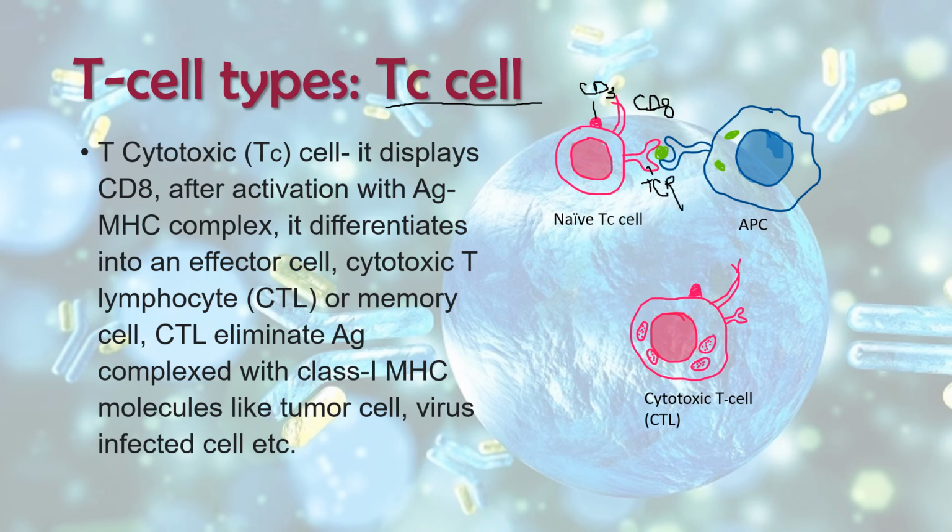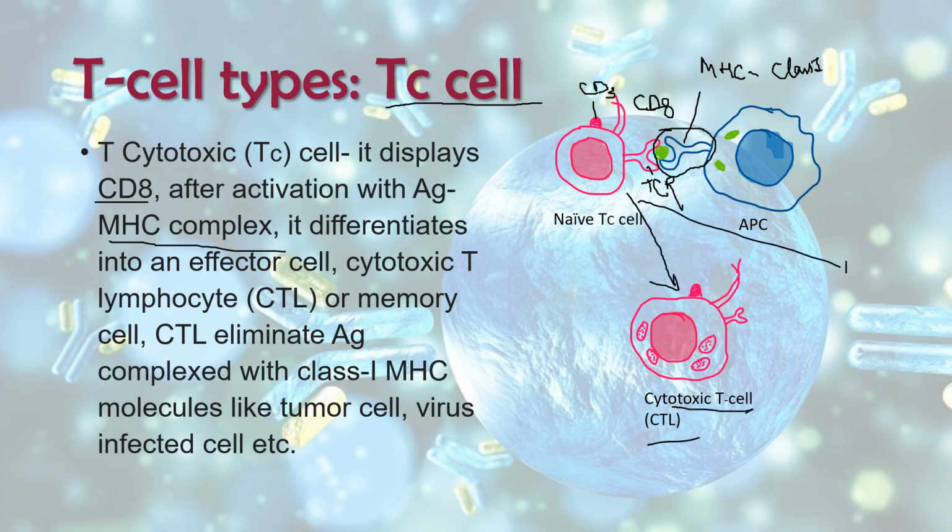So the cytotoxic T cell displays CD8, and after activation with antigen MHC complex, this is antigen MHC complex, and this one is MHC class 1 molecule, okay. The cytotoxic T lymphocytes or memory cells are generated. So it differentiates into cytotoxic T cell or memory cell.